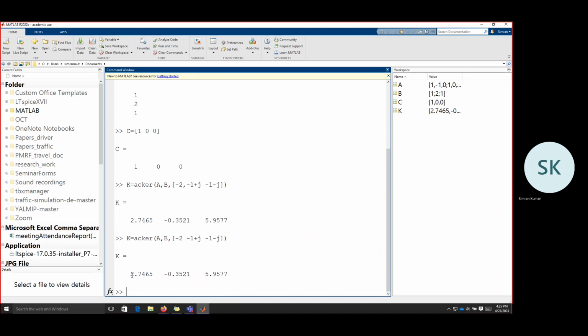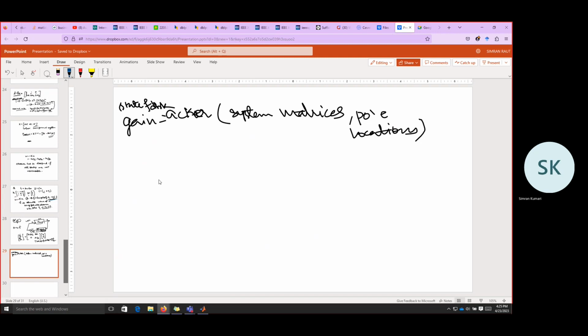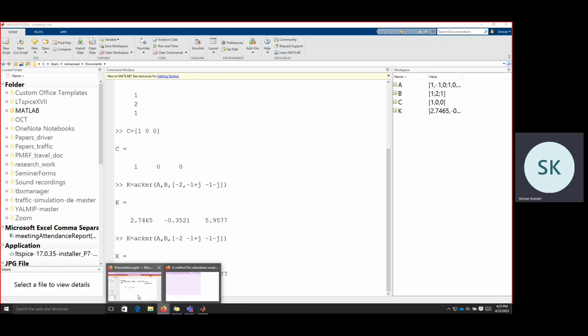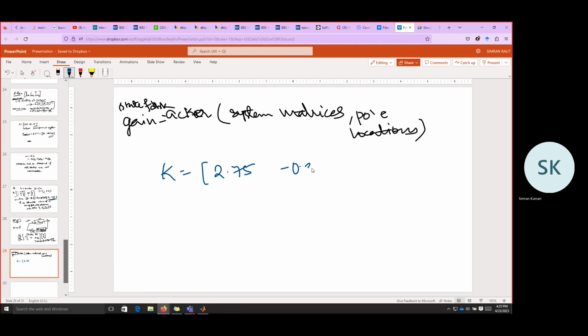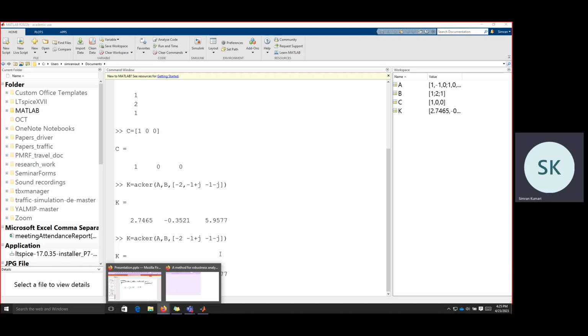Okay. So this is the K matrix: 2.75, 0.35 and 5.986.